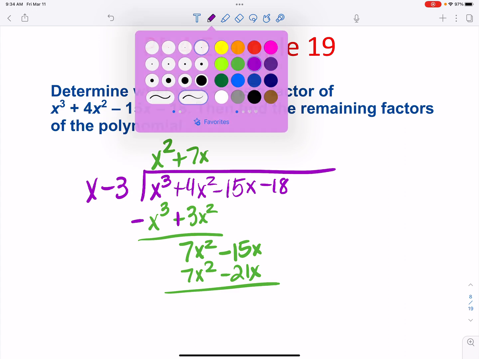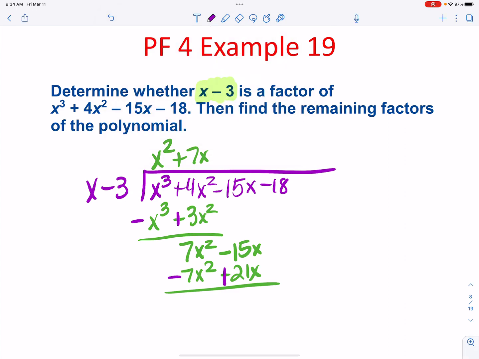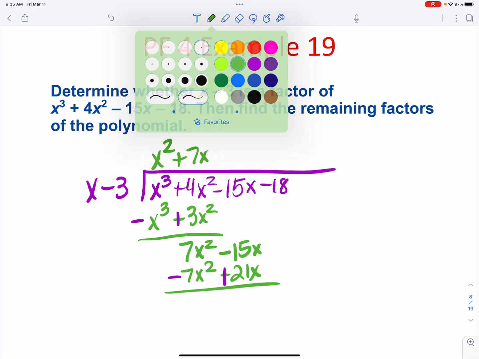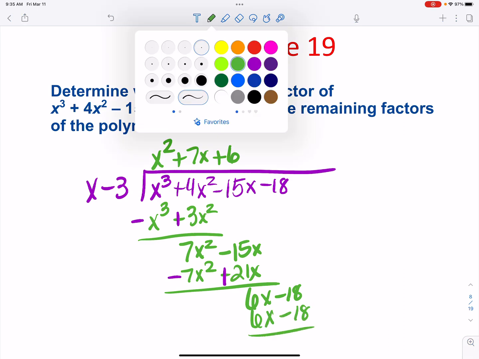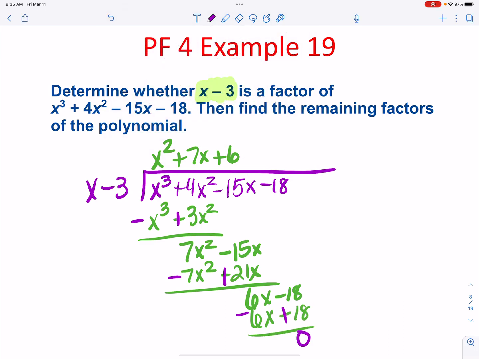I change my signs, and I get 6x. And I bring down the 18. How do I change an x into a 6x? I multiply by 6. 6x minus 18. I change my signs, and I get 0. Okay, so this is my leftover. This is what happens when you divide.